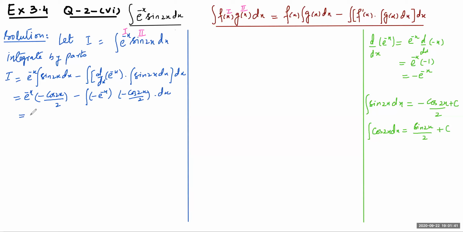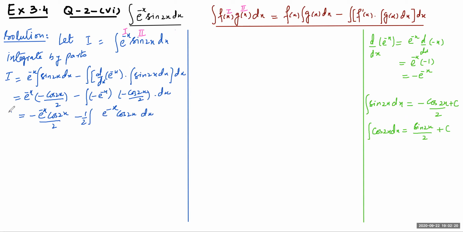So what do I get? I get minus e to power minus x cos 2x whole by 2, minus. This minus and this minus becomes plus, so we don't need to write plus here. I get e to power minus x cos 2x, and this 2 I bring outside, 1 by 2 outside, minus minus become positive sign. We don't write plus sign here, and e to power minus x cos 2x, and then comes dx.